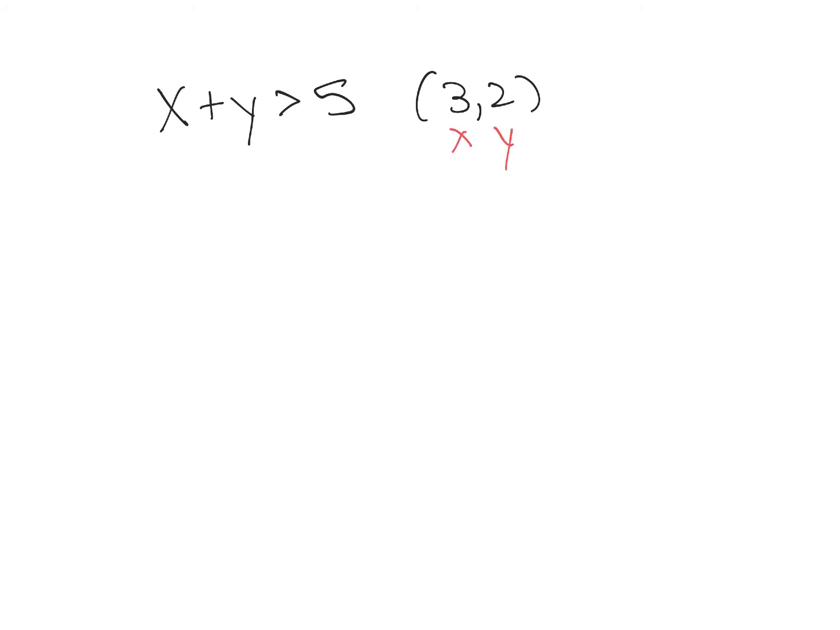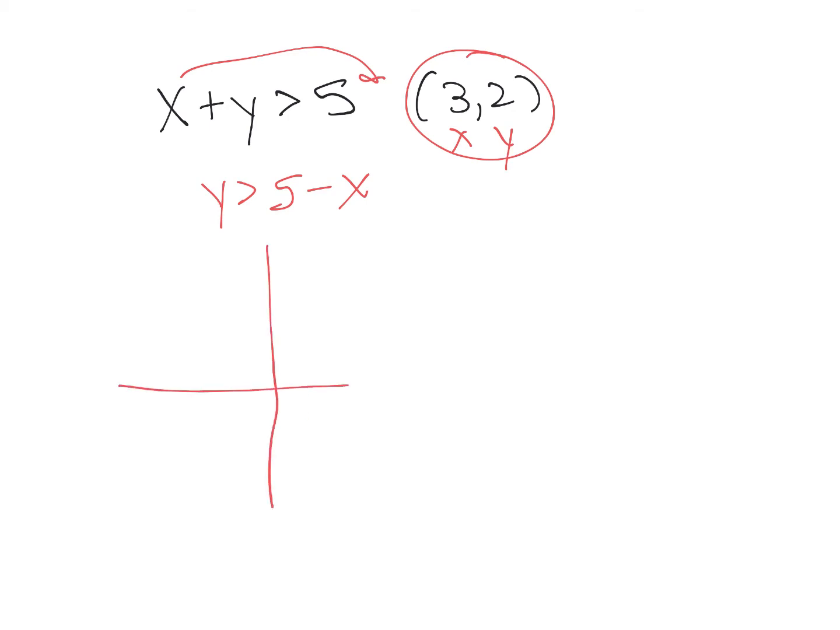So what they're saying is, if I was to graph this line, if I move this x over, we have y is greater than 5 minus x. What they're saying here then is, would this point be in that solution? So if I was to graph it, we'd have a point at our 5, because that's our b, right? B is 5. And then my slope is -1.